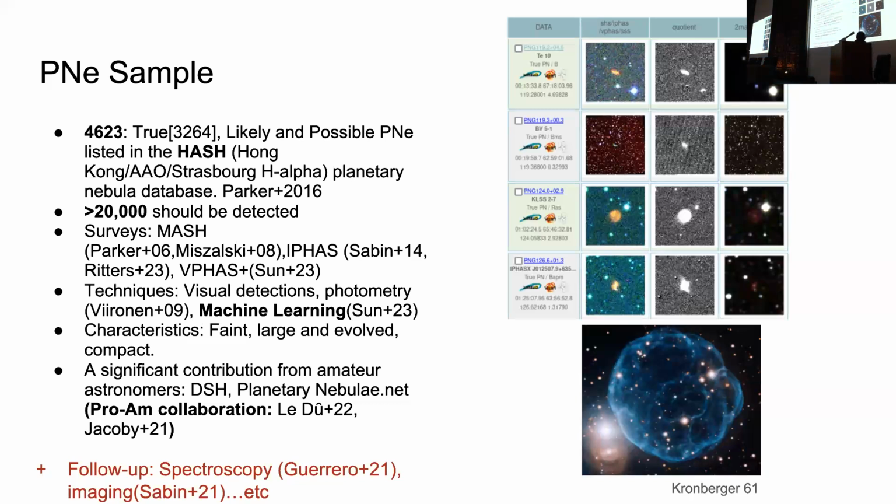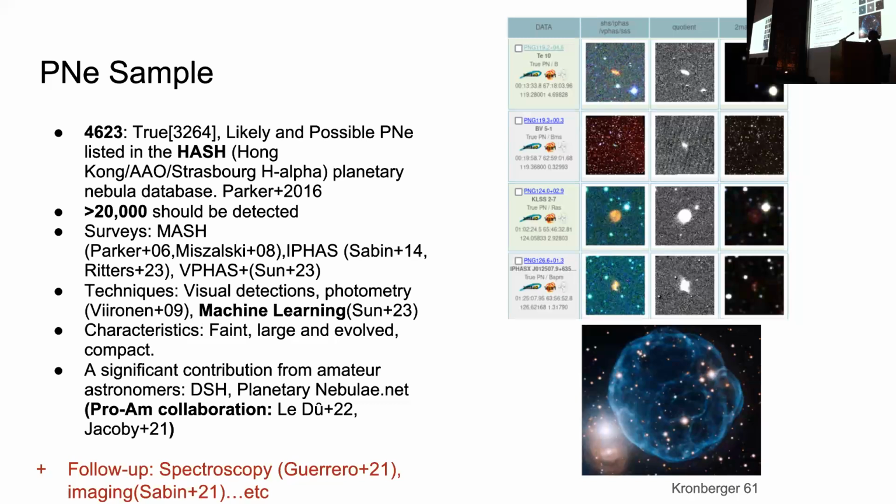So again, we're going to start with the sample. Right now, we have 4,623 known planetary nebulae. The true ones, because we divide them into true, likely, and possible. The true ones are only 3,264, sorry. And they're all listed in the HASH catalog. Basically, if you want to know about planetary nebulae, you have to go to that catalog. Here is an extract of what it gives you. So, okay, we have so many planetary nebulae, we should be happy, but of course we are not. Why? Because according to different evolutionary models, we should see more than 20,000. And some people said we should have at least 60,000 planetary nebulae. So we are a bit short in numbers.